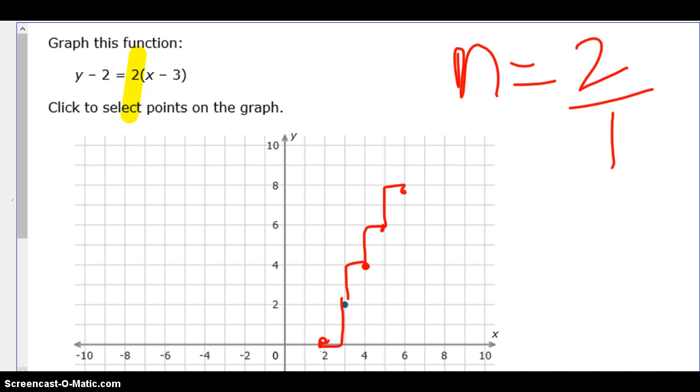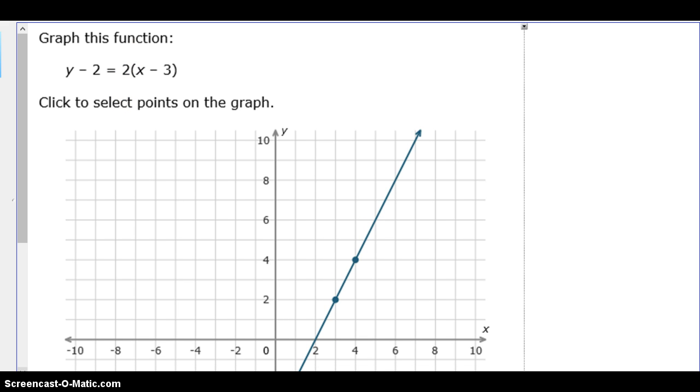What I've seen is that a lot of you try to go up 1, right 2, but that's the slope of 1/2. So make sure that you're rising first and then running, and here's my line. And then you push enter and hopefully you get it right. Yahoo! All right, I'm going to do one more with you. Come back as you need to, but make sure that you're getting this done.